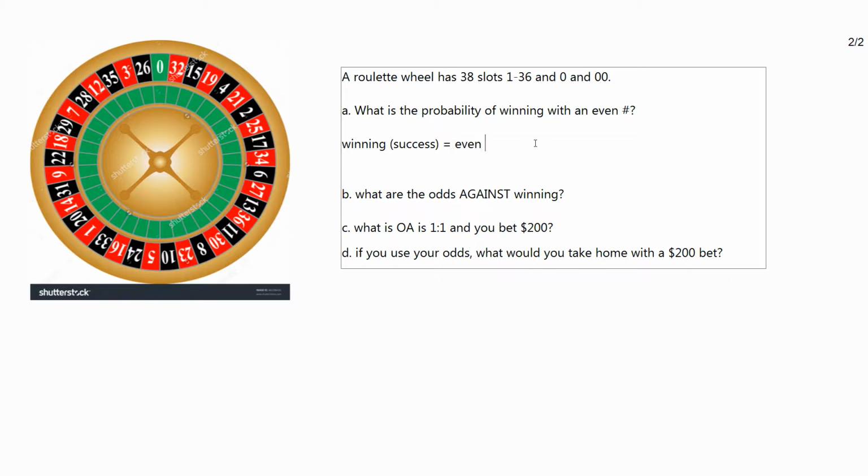So even numbers, 38 divided by 2 is what? 19? Okay, so I'm going to put probability of even is equal to 19 out of 36. 38, sorry. Wait a minute. 36, half of 36 is 18, sorry. 18 out of 38.